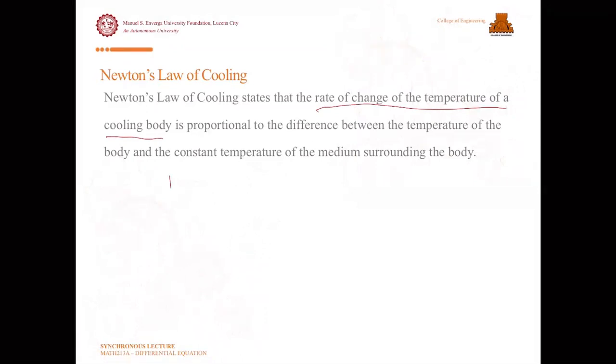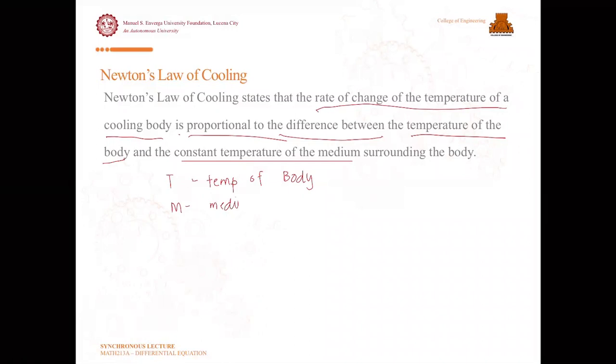Okay? So kung i-denote natin na si T as yung temperature ng body natin, okay? And then is proportional daw siya sa difference between yung temperature of the body, which is yung T, and constant temperature of the medium surrounding. Okay? So yung kung saan nakalocate o yung sa environment, yung nakapaligid dun sa body natin. Okay? So tawagin nating M yung medium natin, ano? Medium surrounding. Okay?